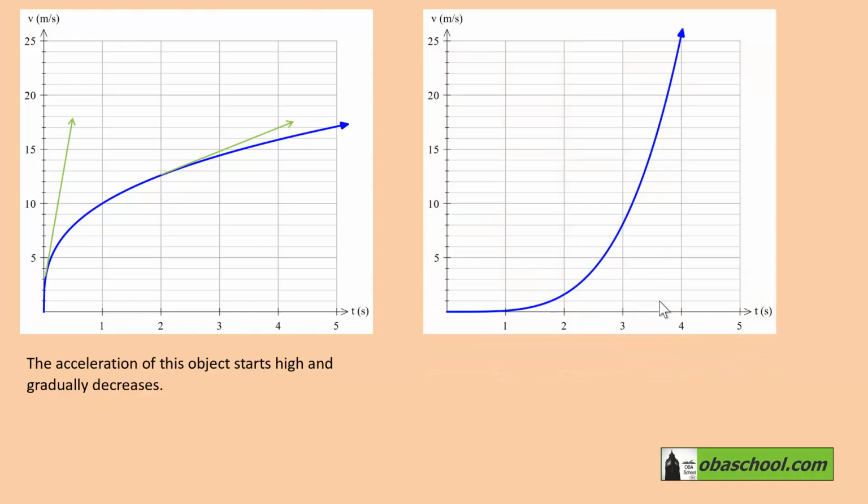If we look at this object, the acceleration starts low and gradually increases. So we get a small value of the gradient, and hence the acceleration here, and a much larger value of the acceleration if we take this point.